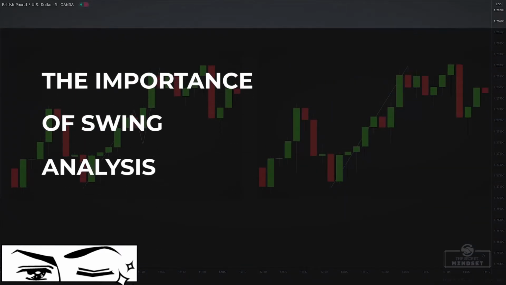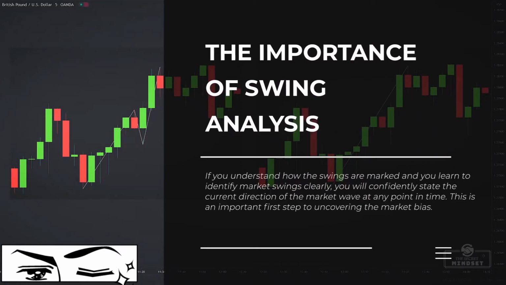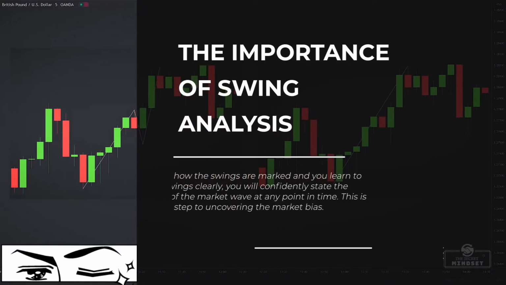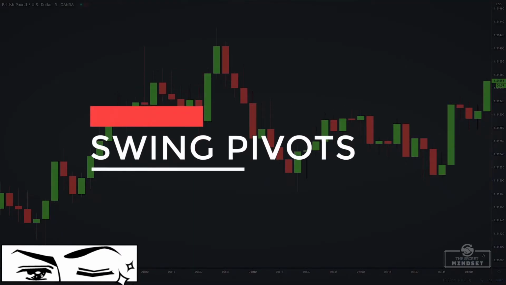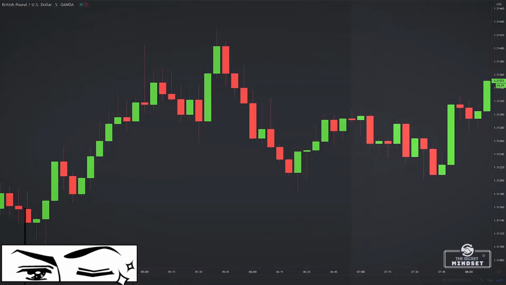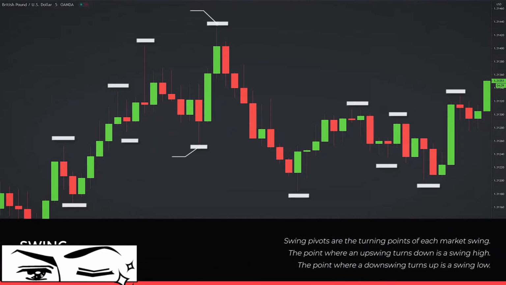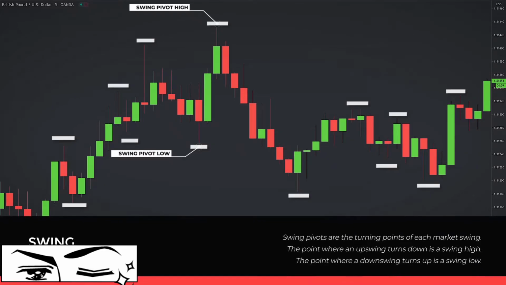So why is this analysis important? Well, if you understand how the swings are marked and you have learned to identify market swings clearly, you can confidently state the current direction of the market wave at any point in time. This is an important first step to uncovering the market bias. The next step to determine market bias is establishing swing pivots. Swing pivots are the turning points of each market swing. The point where an upswing turns down is a swing high. The point where a downswing turns up is a swing low.